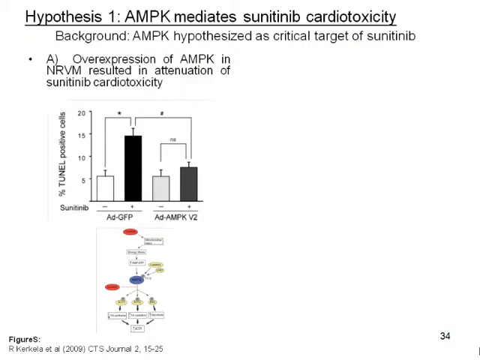AMPK is the master metabolic regulator of the cell, and it regulates the anabolic-catabolic switch. Cardiomyocytes have a very small pool of ATP, and once it's depleted, the cell is most likely destined to die. So we thought it was critical to take a look at AMPK. But in the literature, there's been a lot of controversy over whether AMPK is mediating Sutent cardiotoxicity.